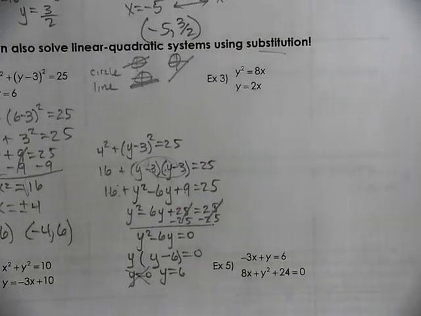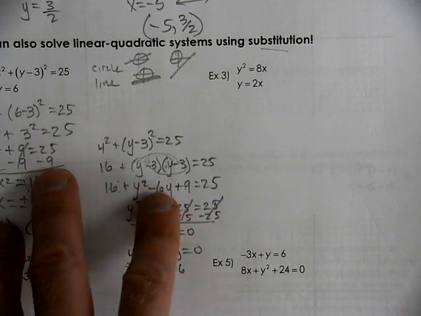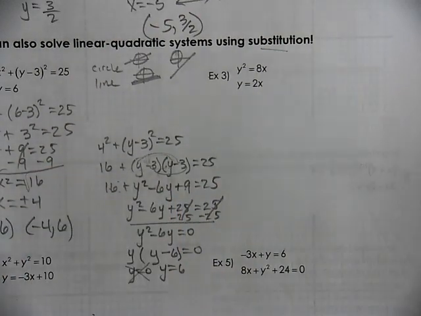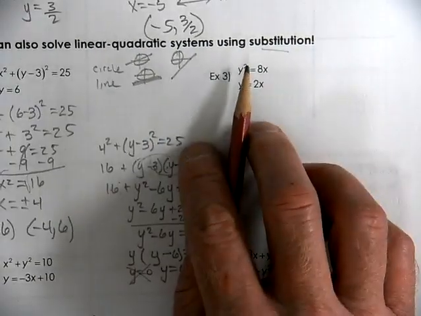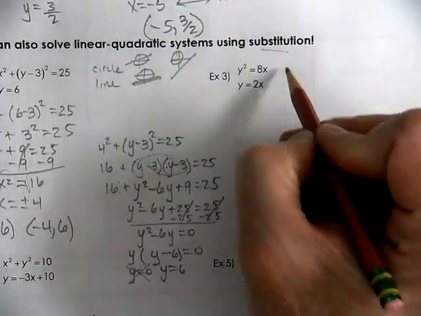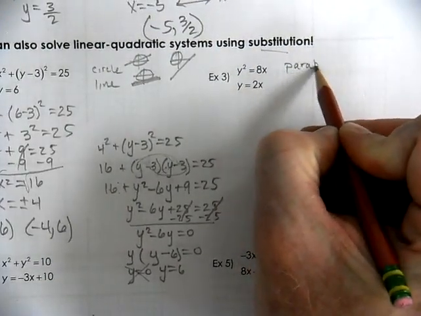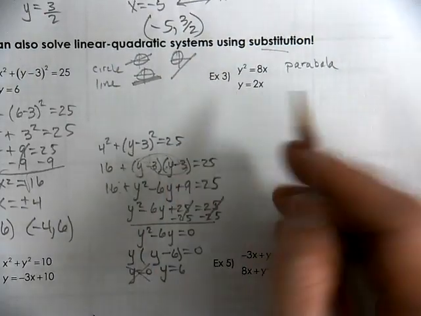Let's come on over to number 3. What do you think about 3? Why don't you pause the video, give this one a try. How are you going to set it up? It's a lot smoother than this first one. First of all, what are the two shapes we have? What's this first shape called? It's a parabola. What's the second shape called? It's a line.